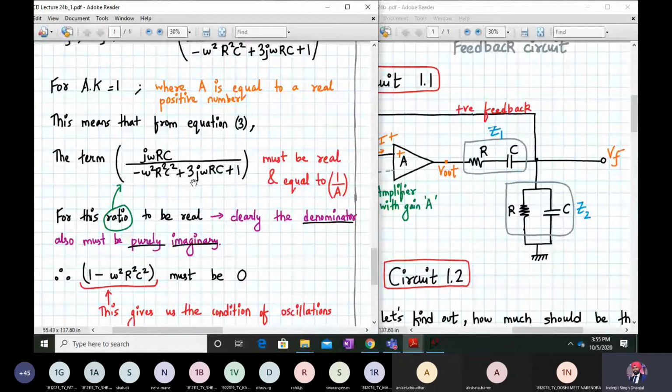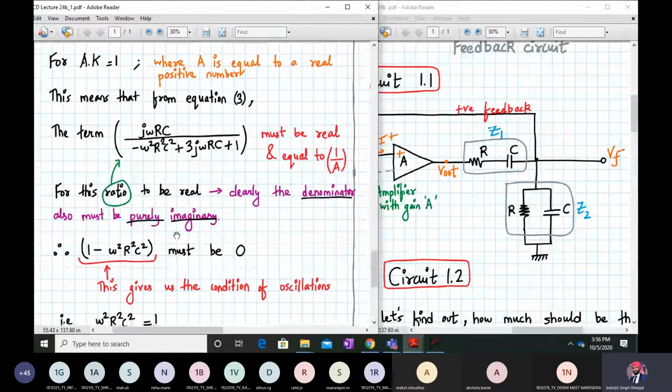This term must be real, it shouldn't be imaginary, right? So this ratio will be real only when the denominator is purely imaginary. For that, in the denominator we have a real part also, correct? So we have to get rid of this real part. There are two real parts actually, 1 and minus omega square R square C square. So we have to equate that to 0. Are you all following? This is the most crucial step.